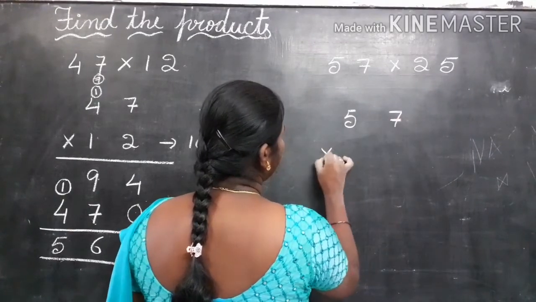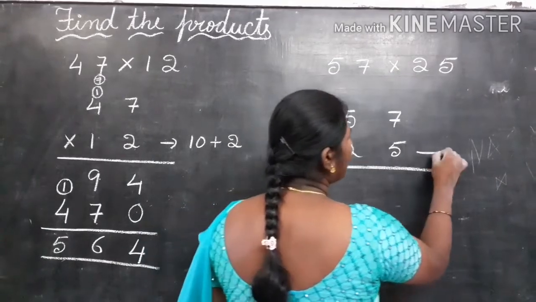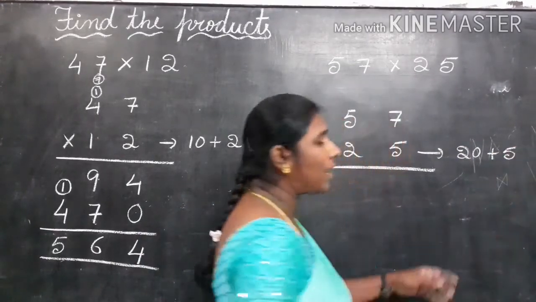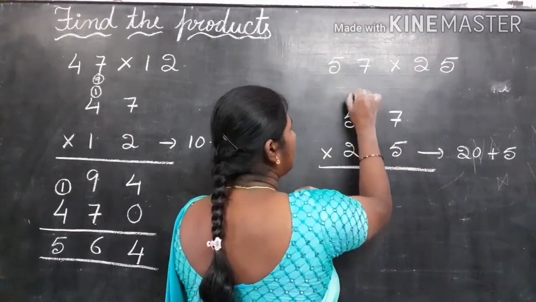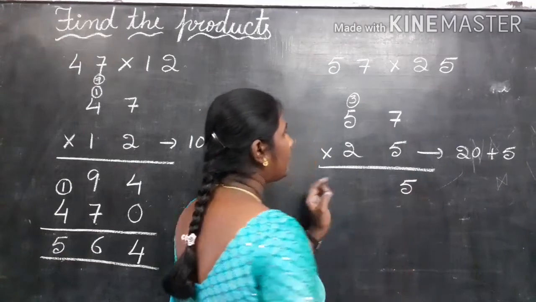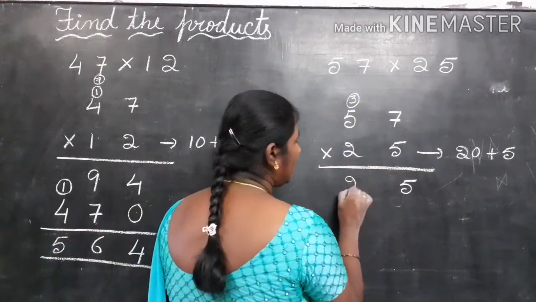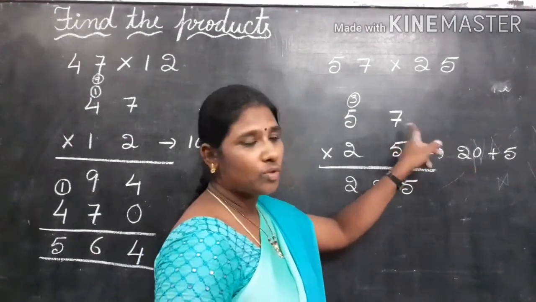57 into 25. How should we write this 25? 20 plus 5. So first we have to multiply with 5. 5 sevens are 35. So 3 here, 5 here. 5 fives are 25. 25 plus 3, 28.